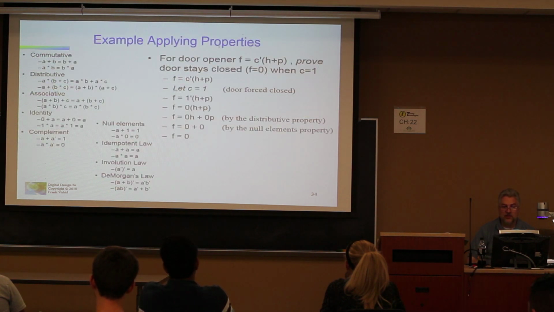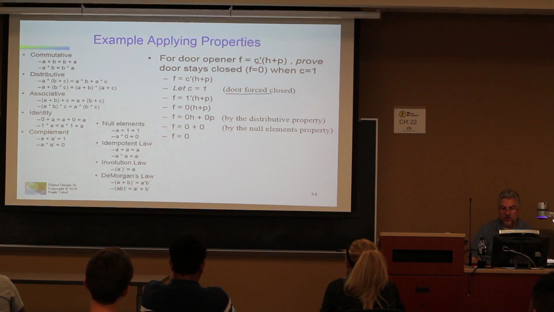And another example for that door opening example that we had earlier. What was C? The door is force closed. In other words, you don't want it to be opened. So prove that the door stays closed, F is equal to 0, when C is equal to 1. In other words, we set that door: don't open the door.